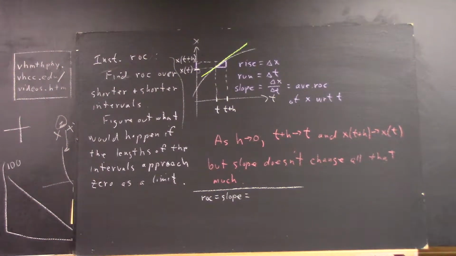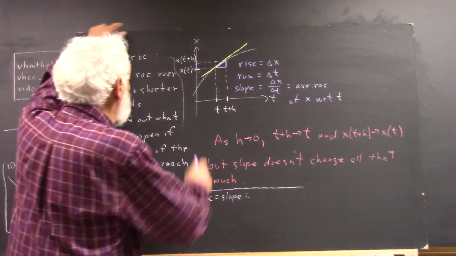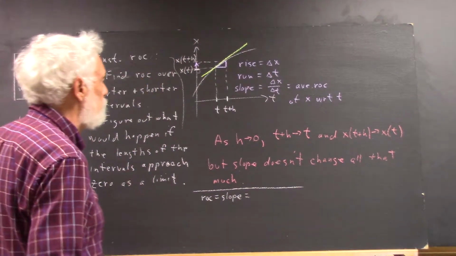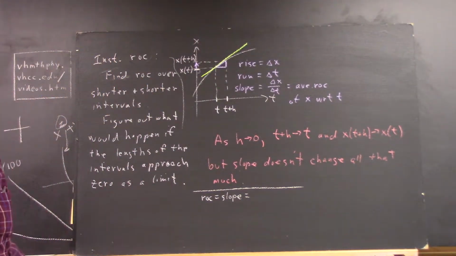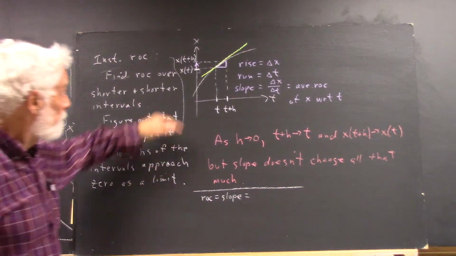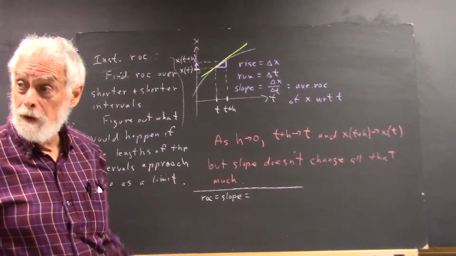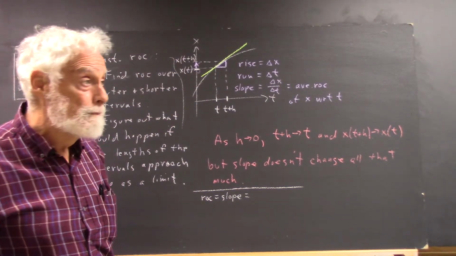Okay? So you can use a simple geometric argument to show that that distance has to be the same, but what's the displacement from here to here? This is the displacement on the x-axis from x of t to x of t plus h, right?